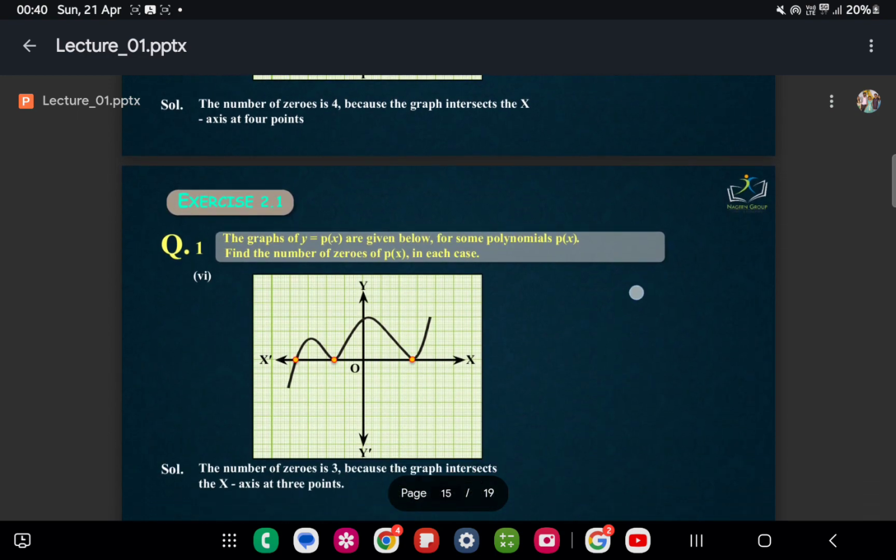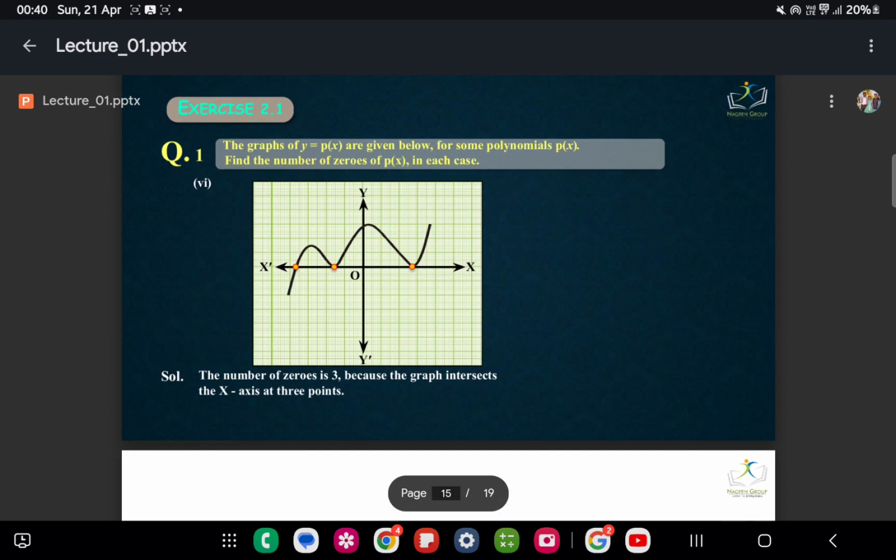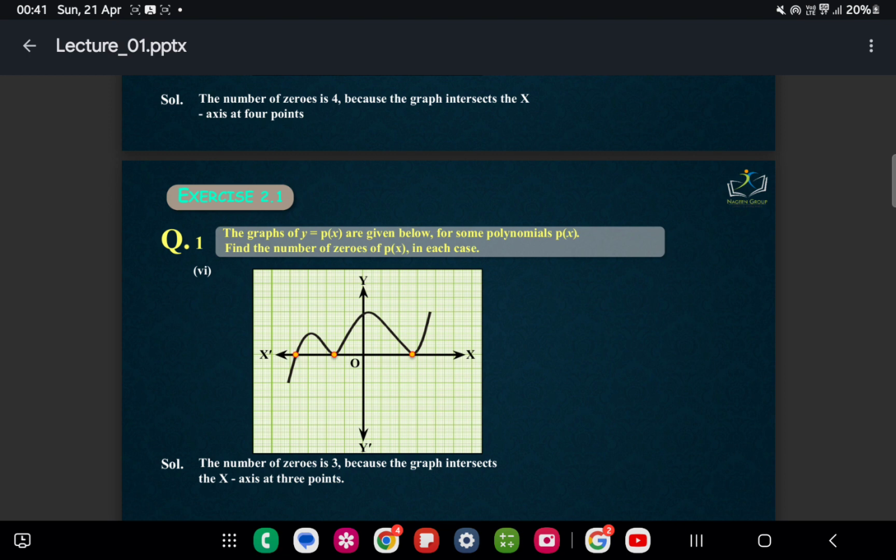Next problem we are moving to. In this graph we can directly analyze that there is the first point, second point, third point. So 3 points are there. So the number of zeros is 3, because the graph intersects the x-axis at 3 points. This is the exercise part of Polynomials exercise 2.1.